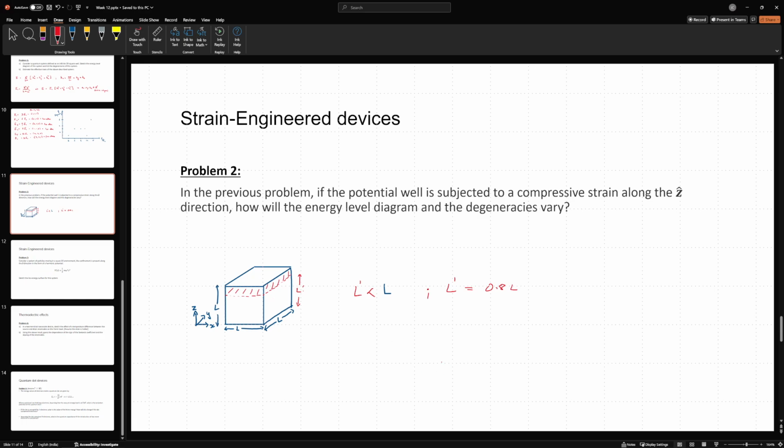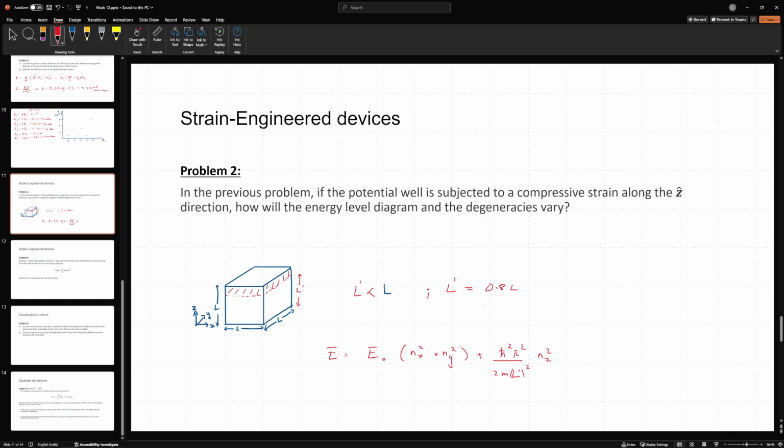Okay, so now what's going to happen is, let me make a new slide, or let me rather just write the energy expression here. E is now going to be written like so. It is going to be E naught into nx squared plus ny squared plus h bar squared pi squared by 2 m L dash squared into nz squared.